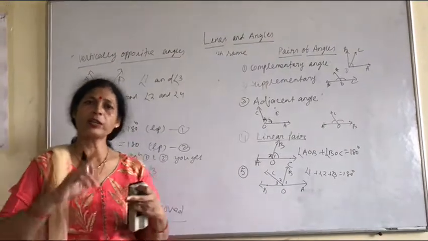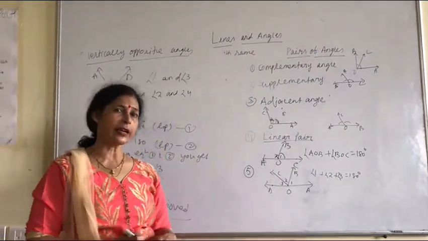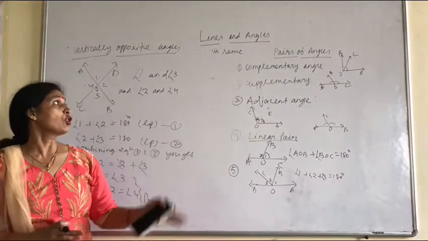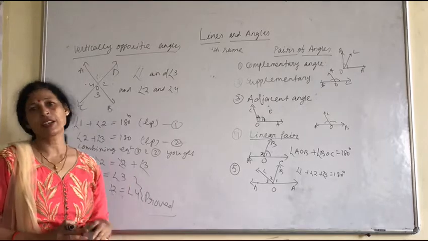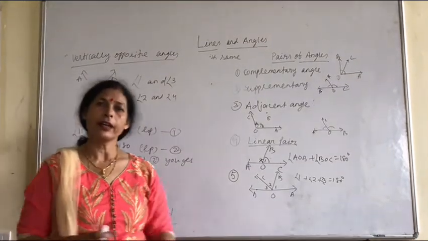Clear? This is all about angles. What is an angle? What is the measurement of angles? Then types of angles, then pairs of angles: complementary, supplementary, adjacent, linear pair, and vertically opposite angles. This is all about your angles.